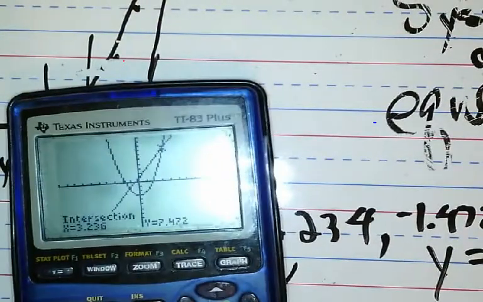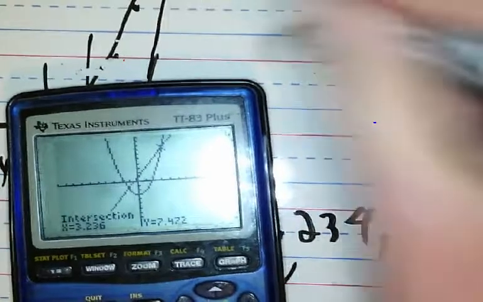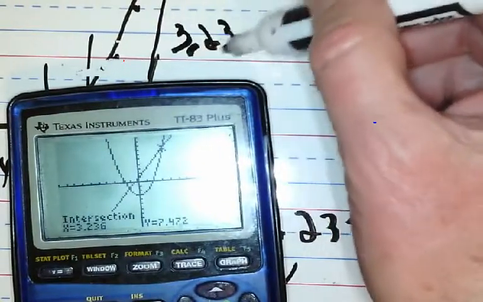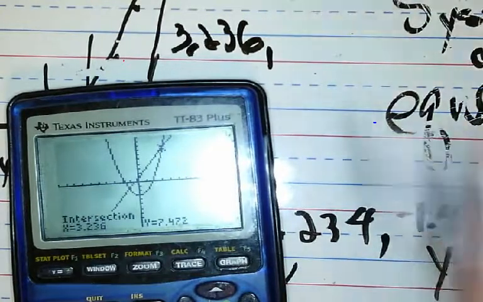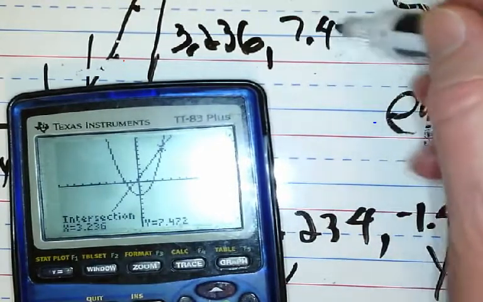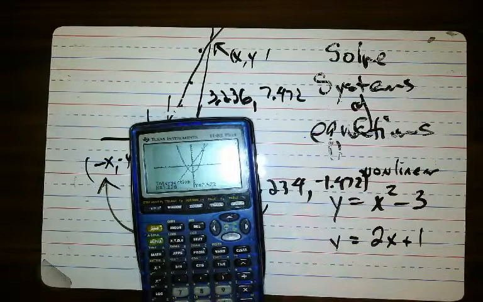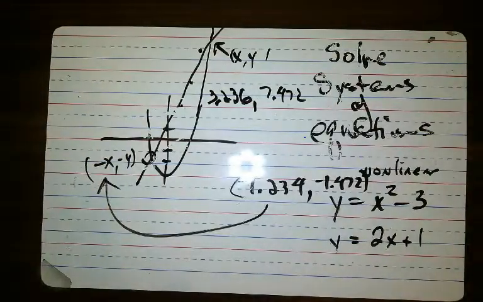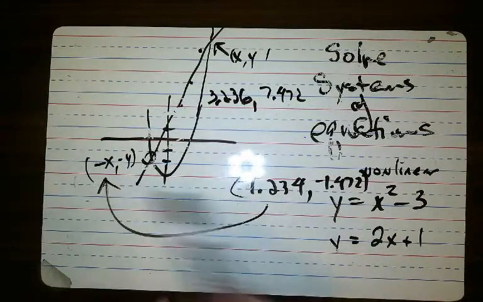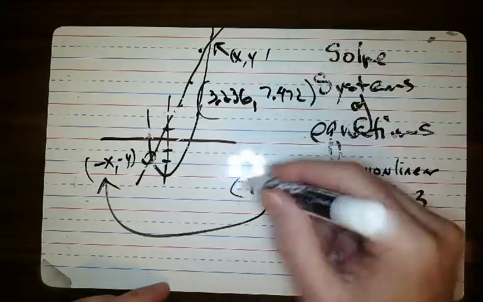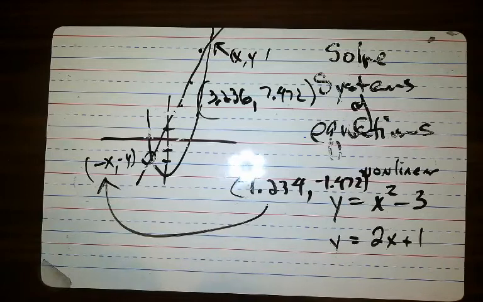What is that? That is 3.236, comma, 7.472. How about that? So we found both of the answers just by graphing. This is the negative one. This is the positive one. You want at least 3 decimal places when you solve your answers, and you are in business.